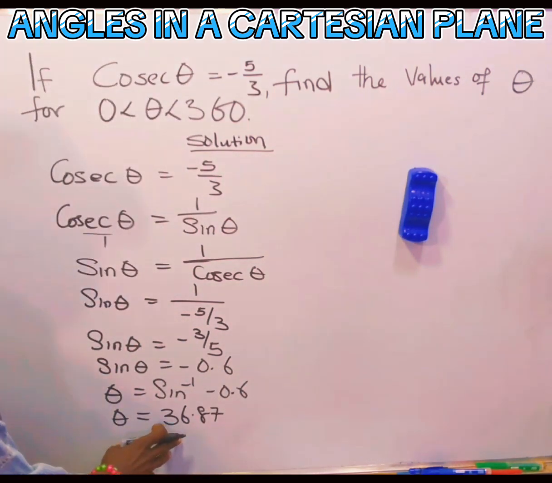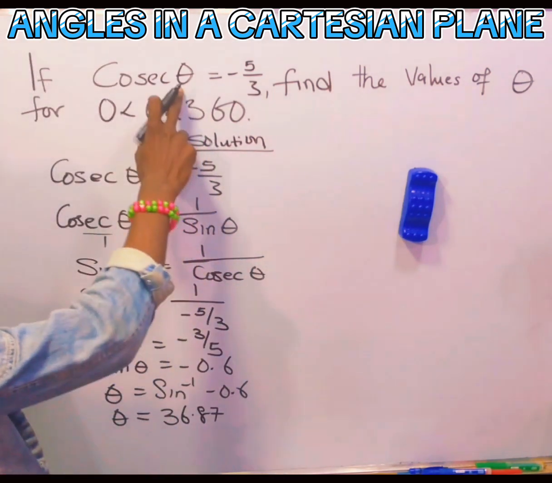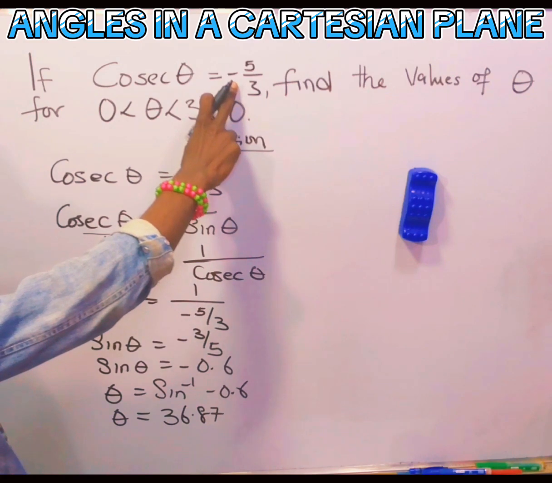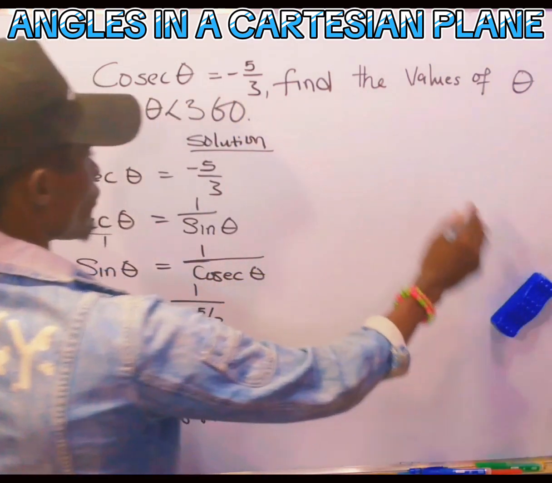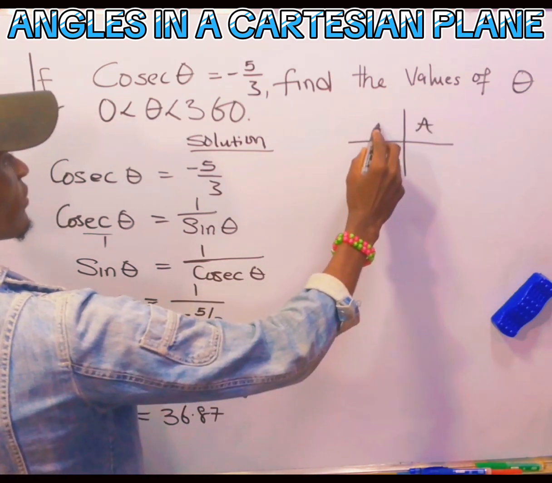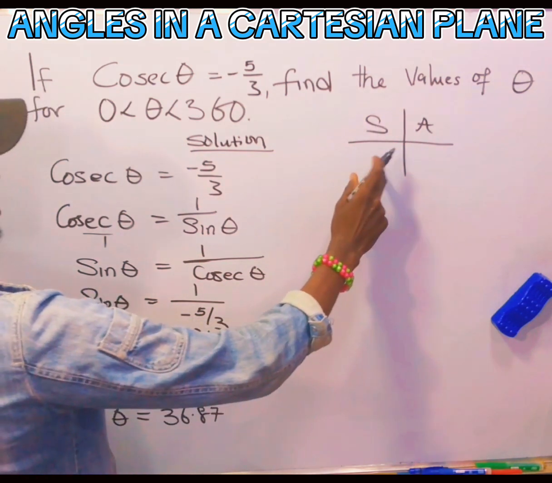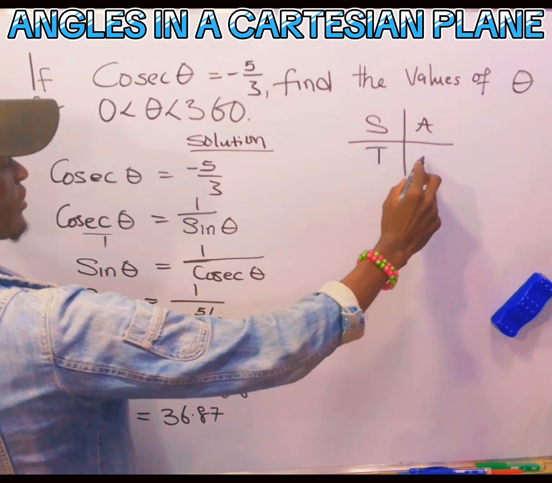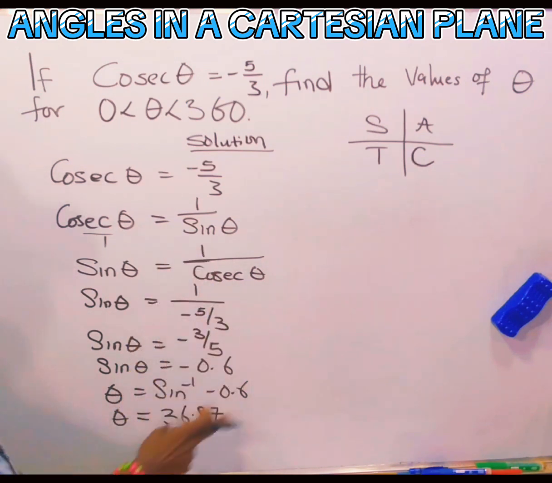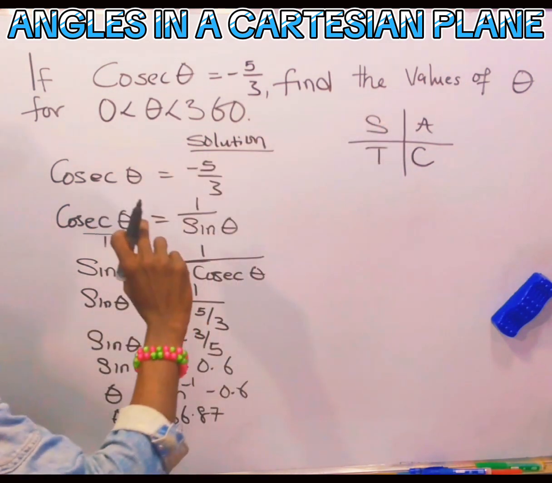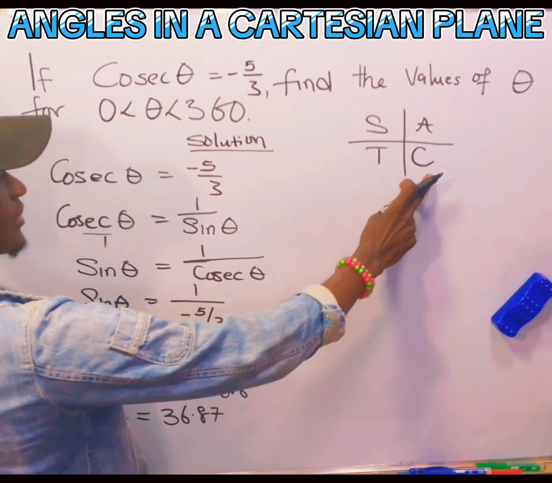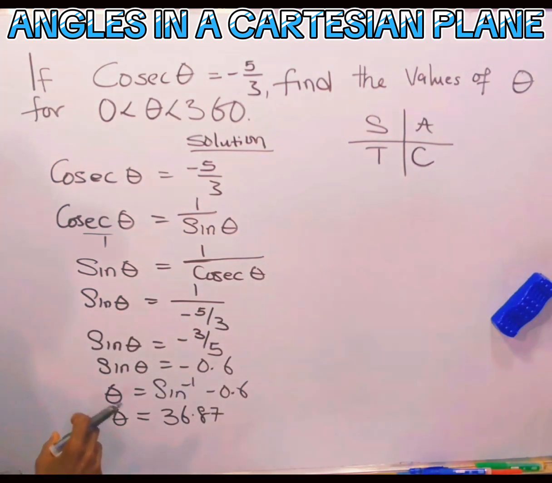That means theta is equal to 36.87, but what we are asked to find is cosec theta, which is a negative value, which means we are expecting a negative value for sine theta. Therefore, looking at our Cartesian plane, the first quadrant, all is positive. The second quadrant, only sine is positive. The third quadrant, only tan is positive. And the fourth quadrant, only cos is positive. Now, we'll be looking for the value of theta for which sine theta is negative. In the first and second quadrant, sine theta is positive. Therefore, we'll be looking at the third and the fourth quadrant for us to get a negative value of sine theta.